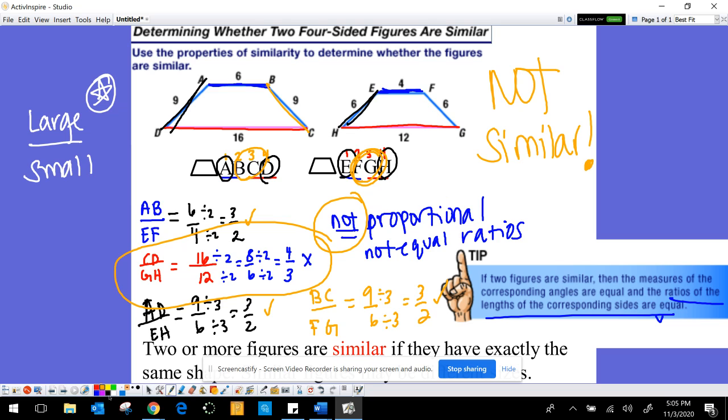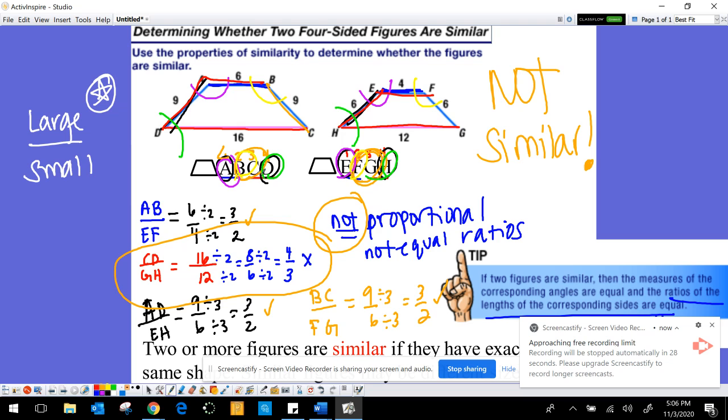No. Now, when you're talking about angles, angle A corresponds to angle E. Or if you think of it as DAB corresponds to angle HEF. And this angle would correspond to that angle, D and H. Then we have B would correspond to angle F, and angle C would correspond to angle G.